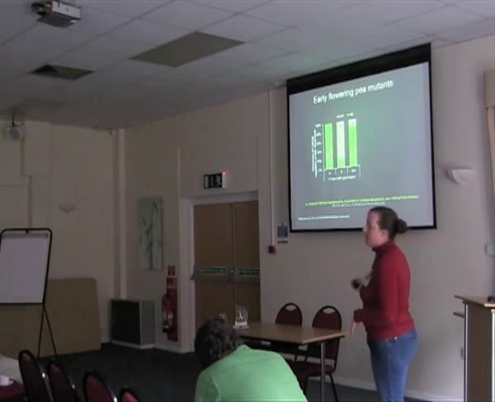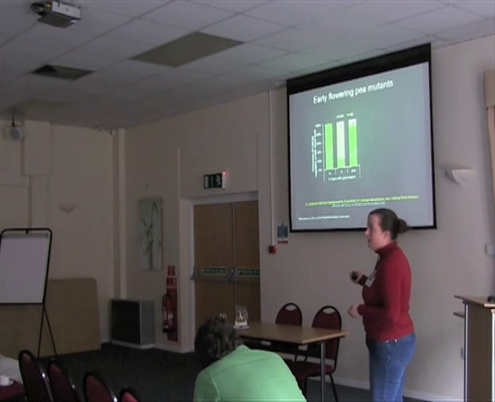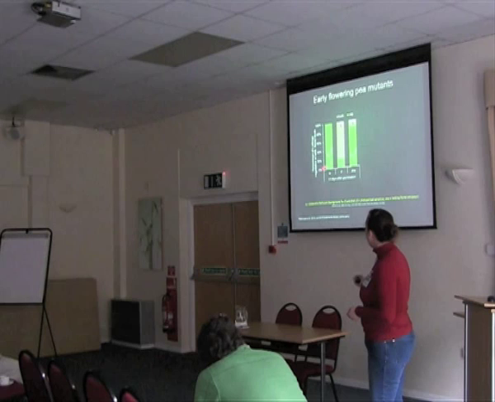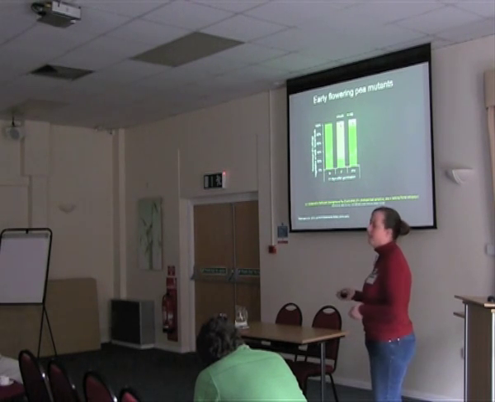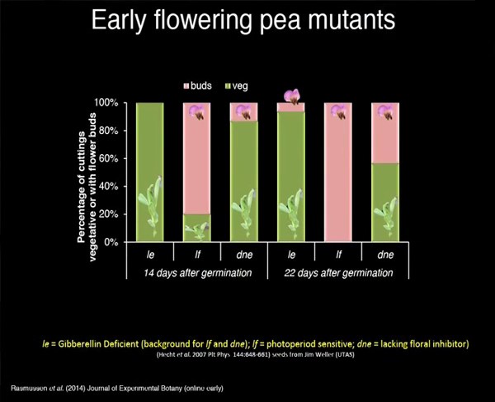There's no flowers on these at 14 days after germination. But these two early flowering mutants have flowers present. So you can see already the LF mutant has a lot of flowers, and the DNE mutant has some as well. And this is at the very beginning, the early stage, 14 days after germination. And if you go then to 22 days after germination, then the LE starts to get flowers, and the others have lots of flowers present. So we've got a nice system to test the flowering theory.